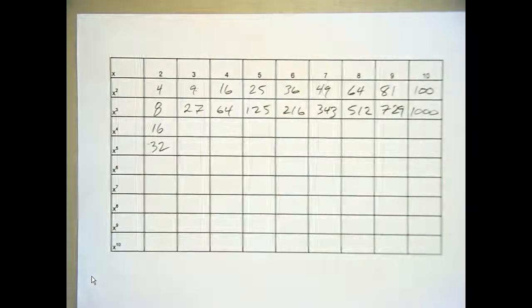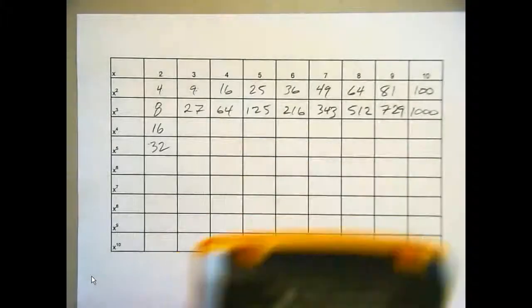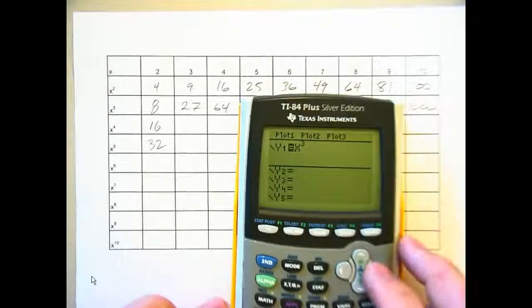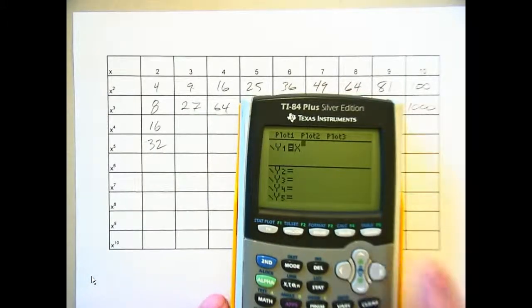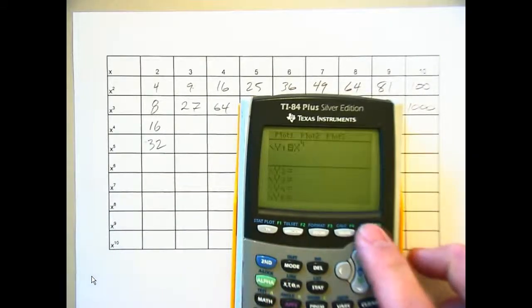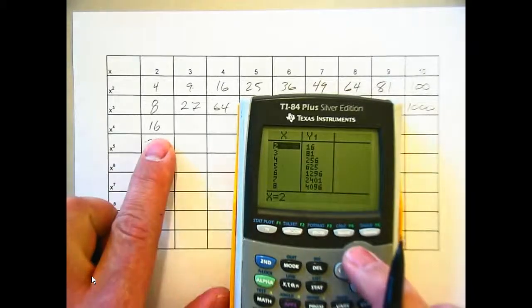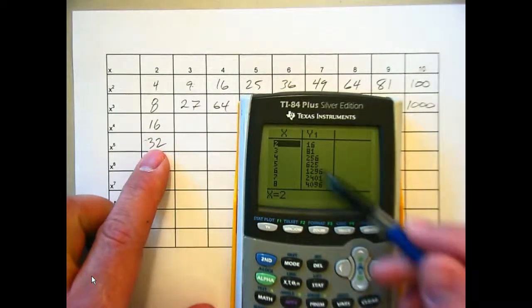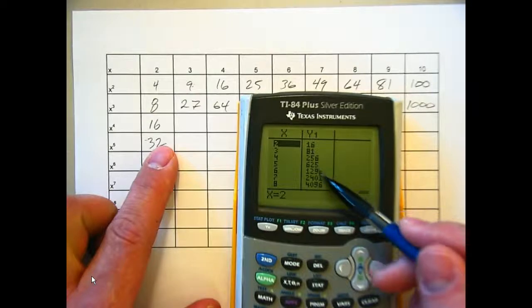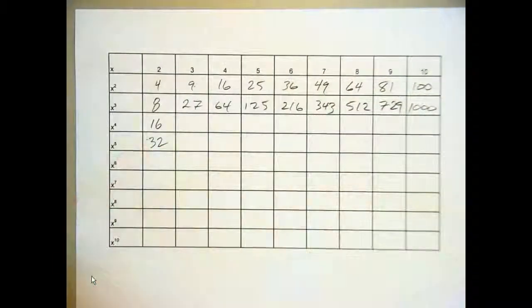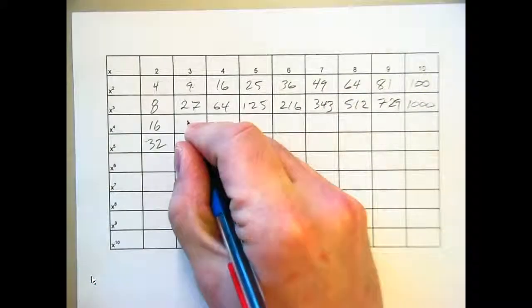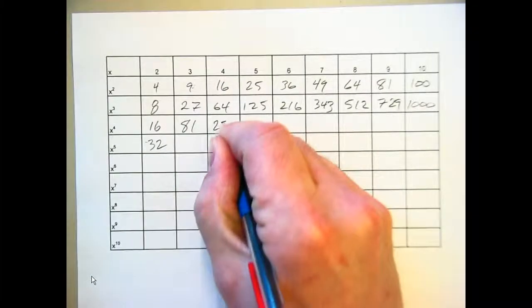Anyone remember how to do this on your calculator? Rather than doing individually, go into your y equals menu. If I want to do x to the 4th, I just put in x to the 4th. And then I go to my table, second graph, and I've got them all right there. 2 is 16, 3 is 81, 4, 256, 625, 1296. It's a lot easier. Work smarter, not harder.